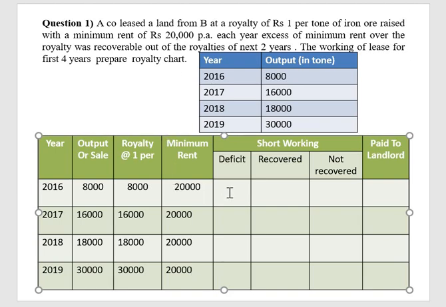Next, what is the deficit? Deficit is nothing but the difference between minimum rent and royalty. What happens is, the lessee has to give the lessor minimum 20,000, but in that year he earned only 8,000. Understand what the deficit is? His income is 8,000, but he has to give the landlord, the lessor, 20,000. We should pay the lessor 20,000, but actually income is 8,000. So 12,000 is the loss to me. Is it clear? So the loss is rupees 12,000.